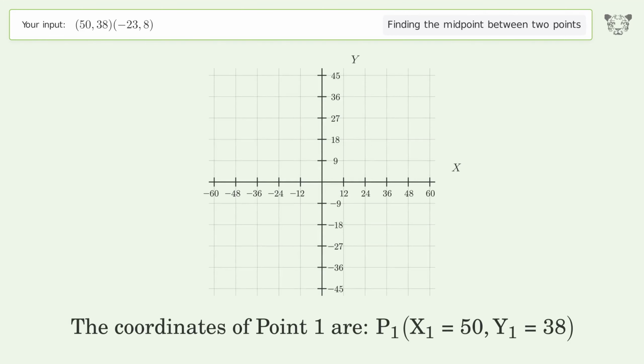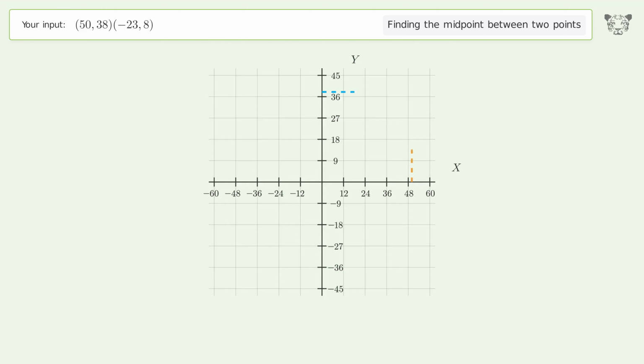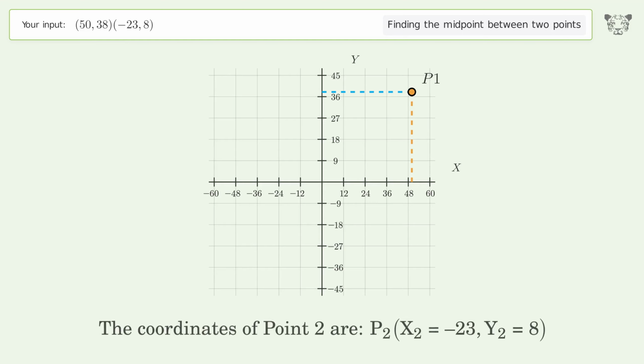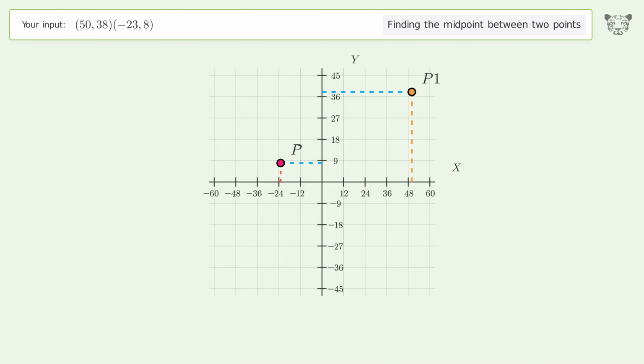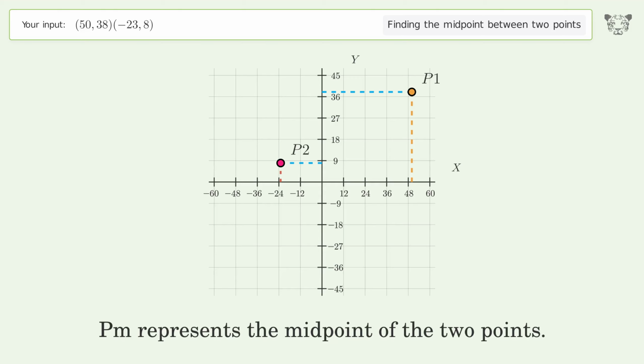The coordinates of point 1 are x1 equals 50, y1 equals 38. The coordinates of point 2 are x2 equals negative 23, y2 equals 8. PM represents the midpoint of the 2 points.